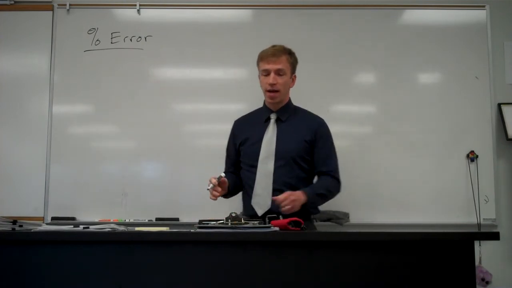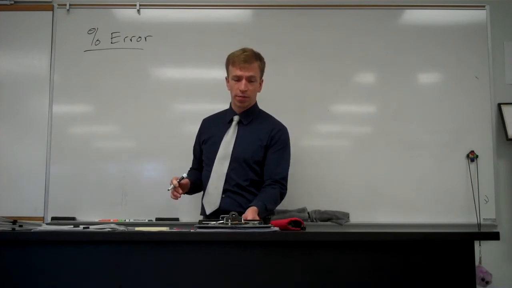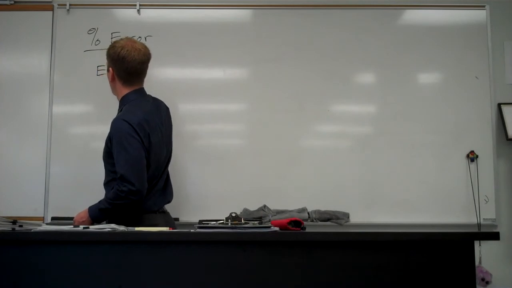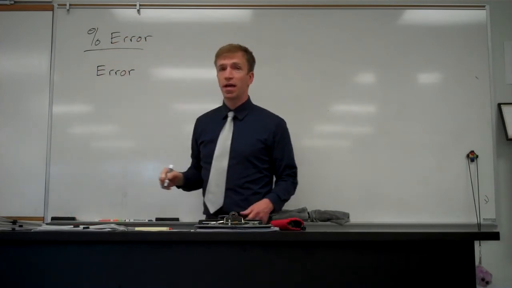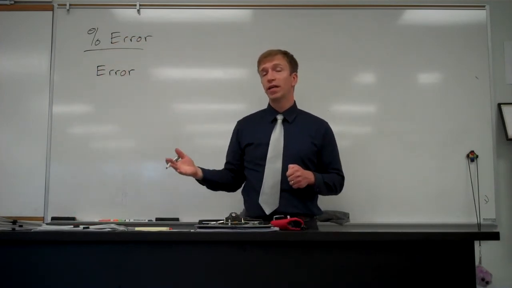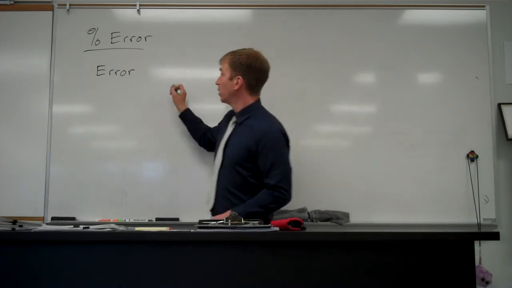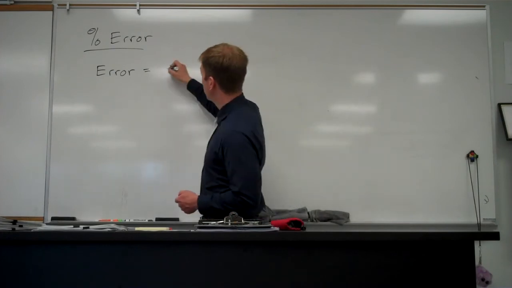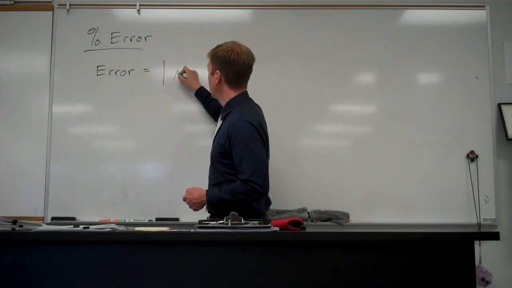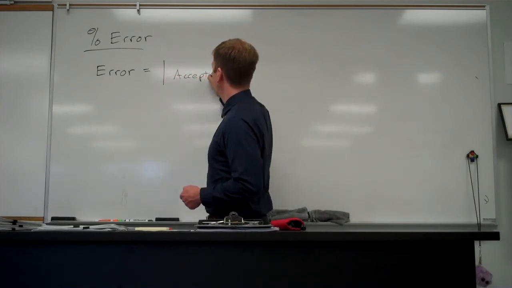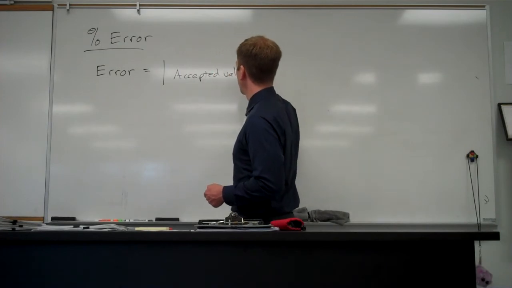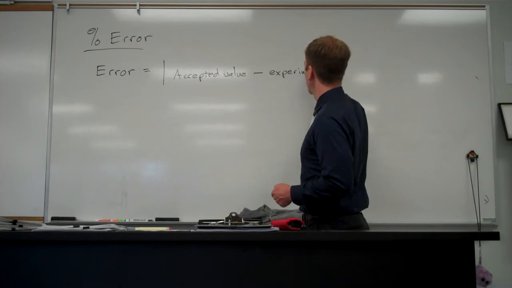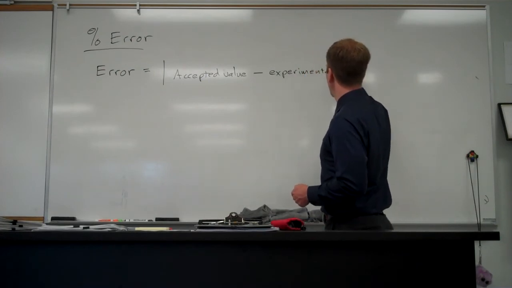To calculate percent error, there are a couple of things that you need to be able to do. The first is to find the error. The error is just how far your value is from the accepted value. So the error in your measurement is equal to the absolute value of the accepted value minus the experimental value.